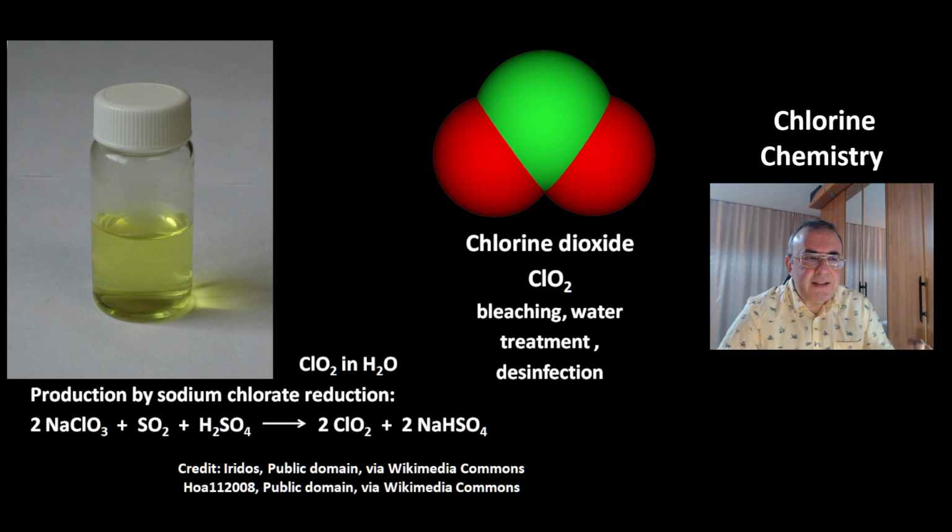This is chlorine dioxide, ClO2. It is used for bleaching, water treatment, and disinfection. At the left, that's a picture of ClO2 in water. And it can be produced by a reduction of sodium chlorate with sulfur dioxide and sulfuric acid. This gives you ClO2, chlorine dioxide, plus sodium hydrogen sulfate. So the chlorine has here oxidation state +5 and here +4. That's why it's a reduction.